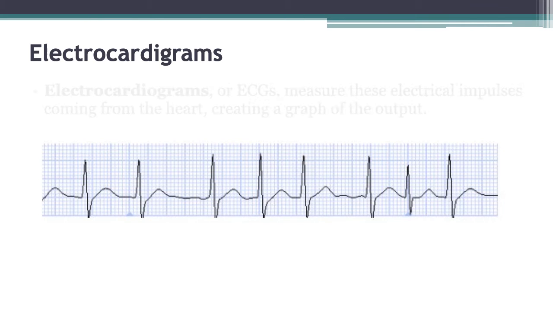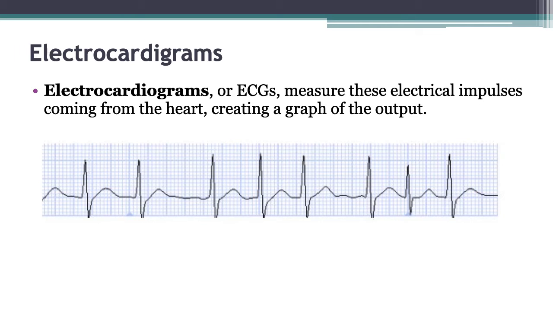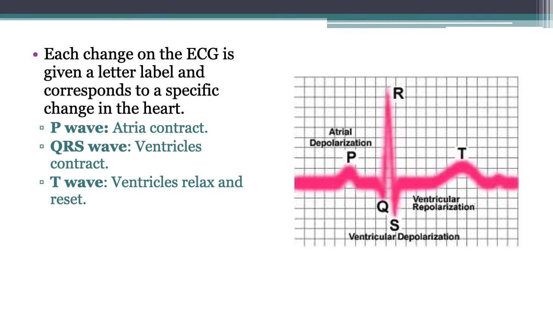So an electrocardiogram, or ECG, measures the electrical impulses coming from the heart, creating a chart of this output. So let's take a look at what it means. Each change on the ECG is given a letter that corresponds to a specific change in the heart. The P wave, the atria contract. The QRS wave, the ventricles contract. And the T wave, the ventricles relax and reset. So you see that right there. That's that beep, beep that you see on medical shows when they have the heartbeat on a monitor.